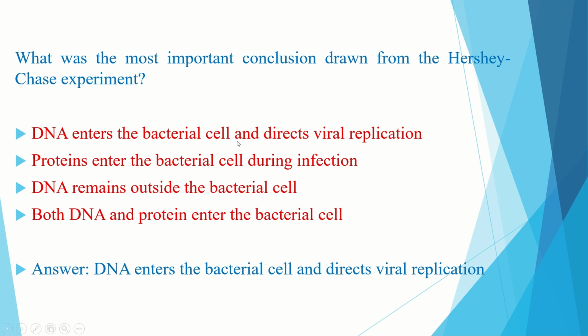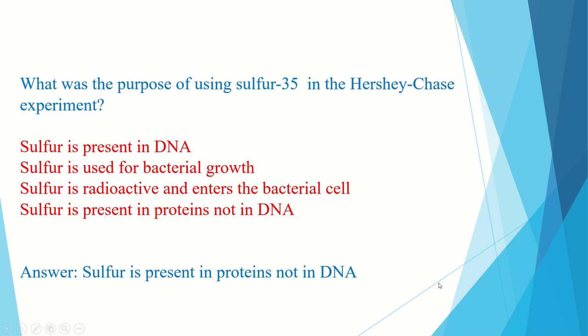DNA enters the bacterial cell and directs viral replication. Proteins enter the bacterial cell during infection. DNA remains outside the bacterial cell. Both DNA and protein enter the bacterial cell. Answer is DNA enters the bacterial cell and directs viral replication.